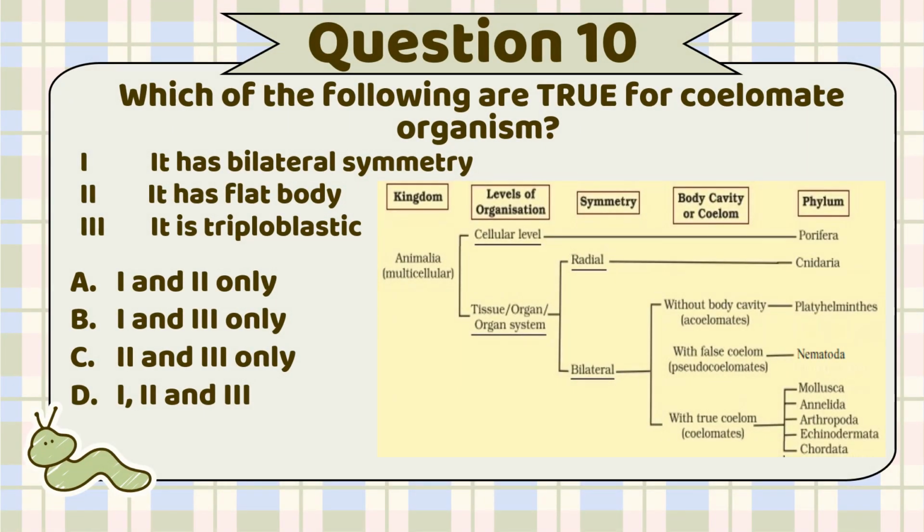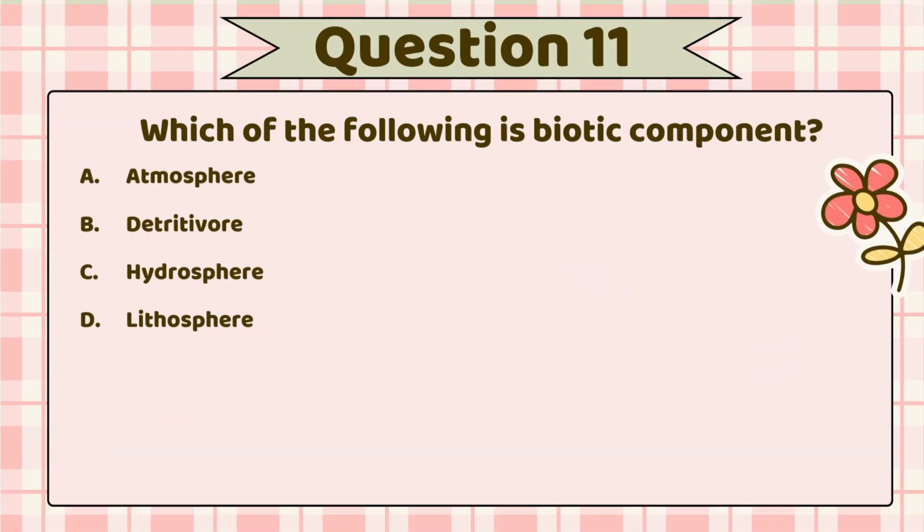Question 10. Which of the following are true for coelomate organism? The answer is B. 1 and 3 only. This is because it does not have flat body. Flat body is actually referring to Platyhelminthes. They have flat bodies because they are acoelomates.